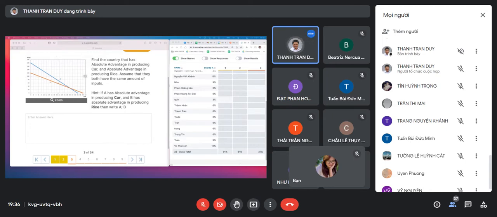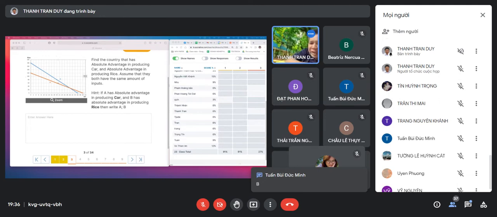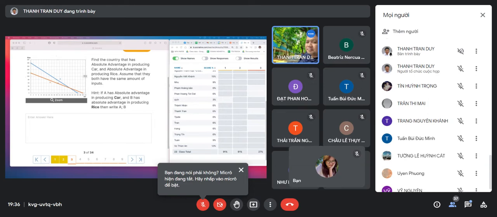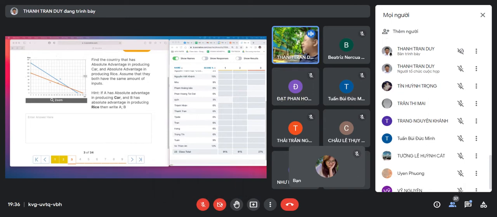Now look at car. Which country has absolute advantage in producing car, and why? Why B? Tell me the reason. The reason is more important than the solution. Yes?